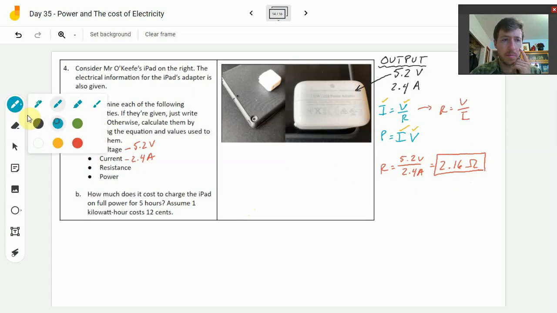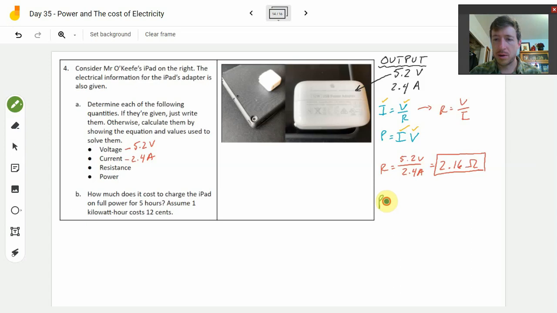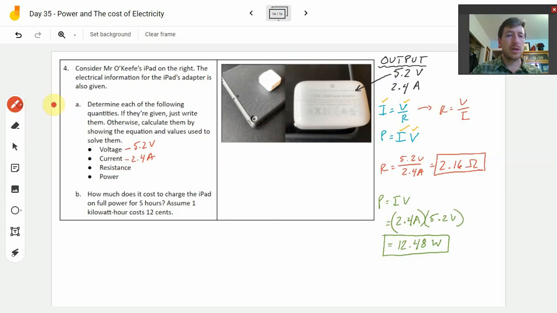And then for the power, power is equal to current times voltage. So that gives us our current, which is 2.4 amps, times our voltage, which is 5.2 volts. And that gives us a power of 12.48 watts. All right, so that's actually the power consumption of charging this iPad. That is the amount of joules per second that it takes to charge this iPad.